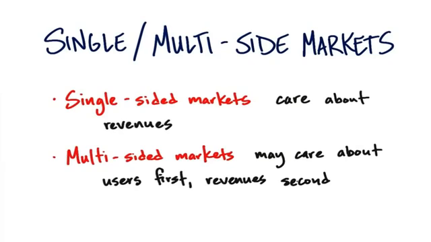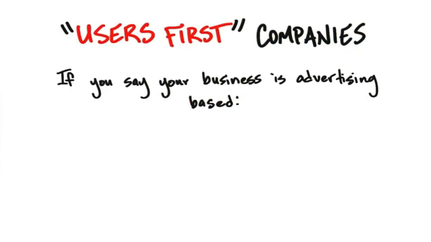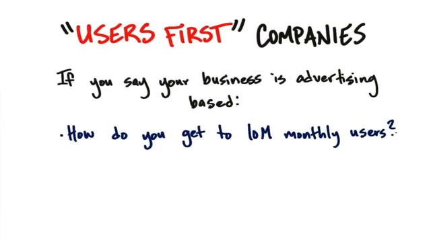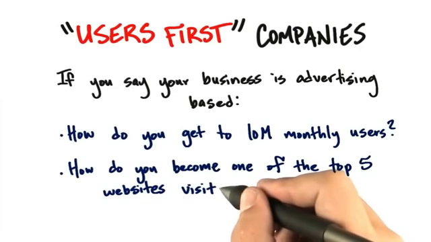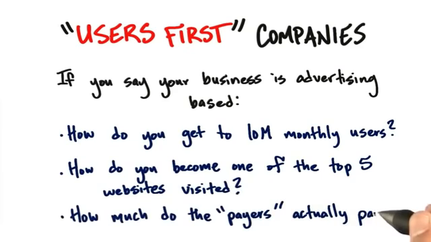Do we go for lots of users and then say, if we get 10 million people, the revenues will come? Or do we want to look at both sides of the market at the same time? Again, if you're in a physical channel, my suggestion is you want to take a look at users and payers simultaneously. If you say your business is advertising based, some of the tactics are, how do you get to 10 million monthly users? How do you become one of the top 5 websites? And how much do the payers actually pay? Now, if you wait 2 years to find this out, you might have gotten 10 million of the wrong users.